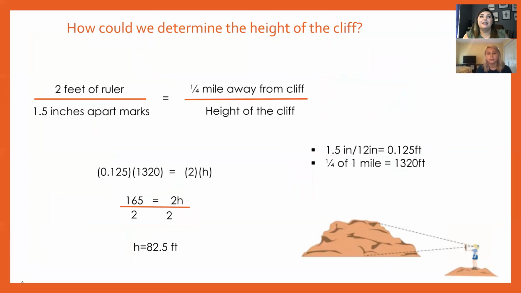So then we have, of course, how would we determine the height of the cliff? Could you go over that one? Yeah, of course. This one was a little bit tricky for me because I had to do a lot of converting before solving this problem, which is good because we always want to label what we need to do first. So we know that we have 2 feet of ruler. She has 2 feet of ruler down here, and that's our little image that we base everything off of. We know we have 1.5 inches marks apart, and we know she's a quarter of a mile away from the cliff, and we're trying to determine the height of the cliff.